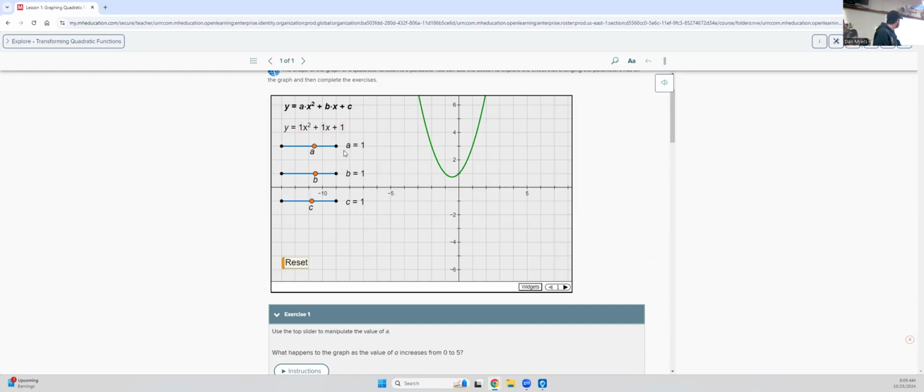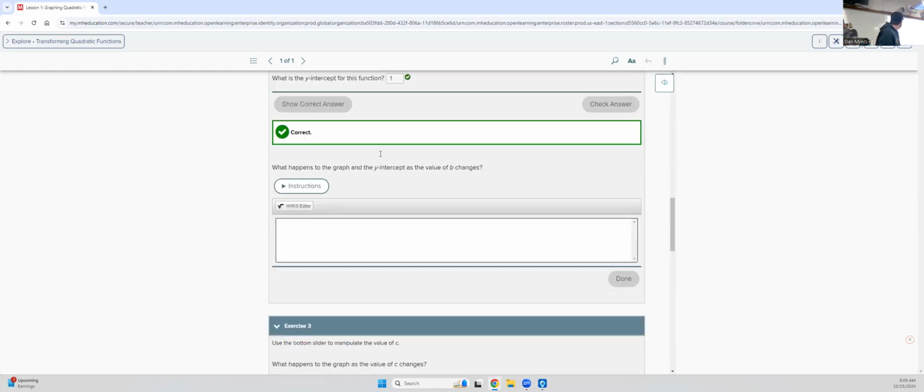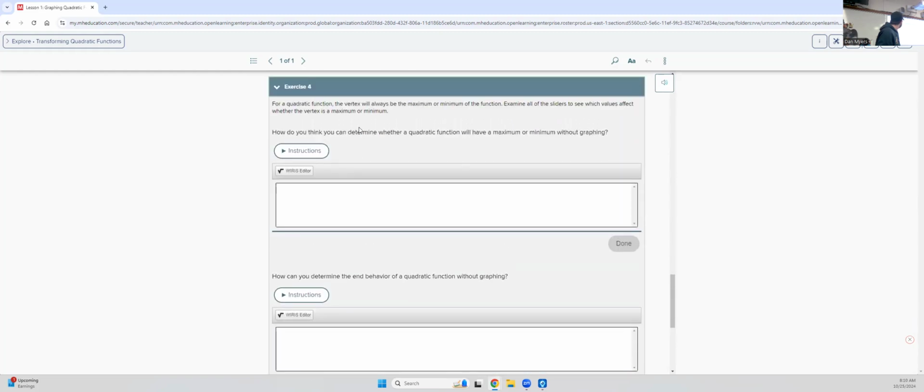Is a positive or negative? Positive. So if a is positive, it's facing up, which means that there is a minimum. If a is negative, now we have a maximum because it's upside down, because a is negative. So, going back here real quick.